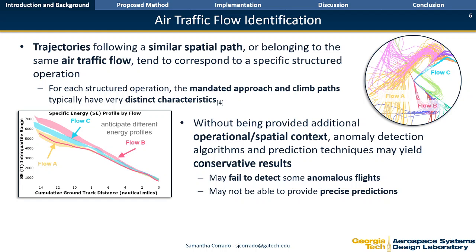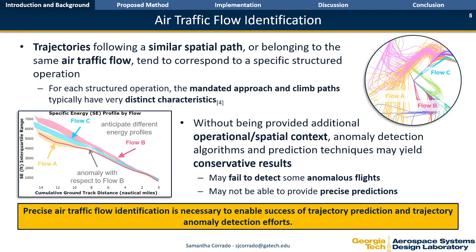For instance, consider the trajectory in pink, meaning that spatially it belongs to flow B. This trajectory is clearly an anomaly with respect to flow B. However, without being provided the additional context that the trajectory spatially belonged to flow B, this anomalous trajectory may remain undetected since the energy profile is exactly within the range of flow A. Therefore, precise air traffic flow identification is necessary to enable the success of trajectory prediction and trajectory anomaly detection efforts within the terminal airspace.